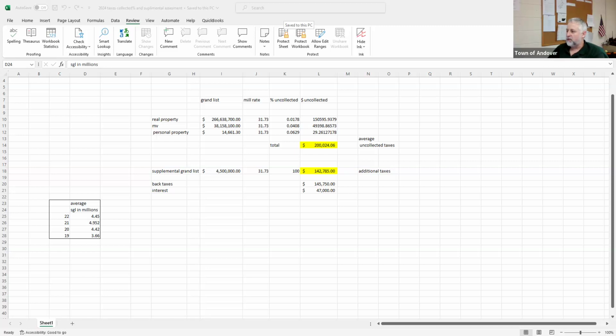We ended up collecting $145,750 in back taxes, which was slightly below what we estimated, and collecting $47,000 in interest. And then off of the supplemental, the supplemental grand list has been running about $4.5 million. From the supplemental grand list, we generate about $143,000 in additional taxes above the official grand list that's posted before the budget gets started. Does that make sense?